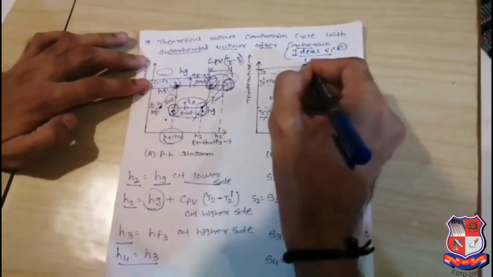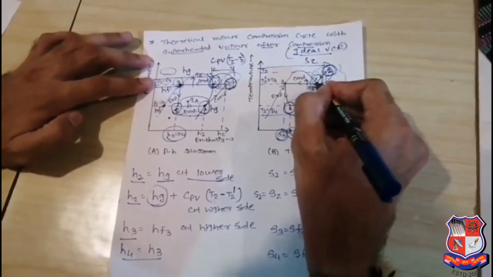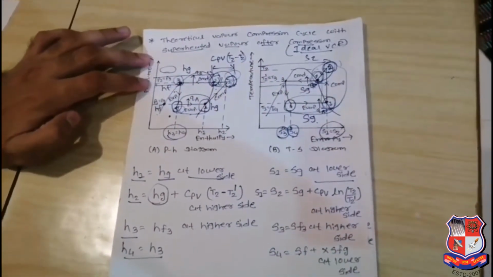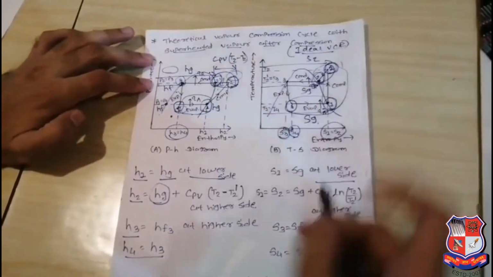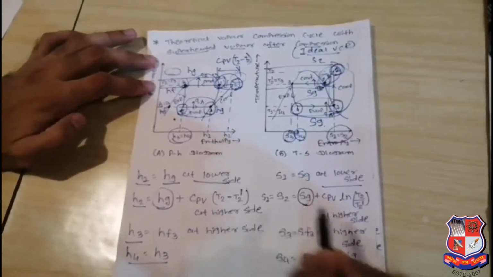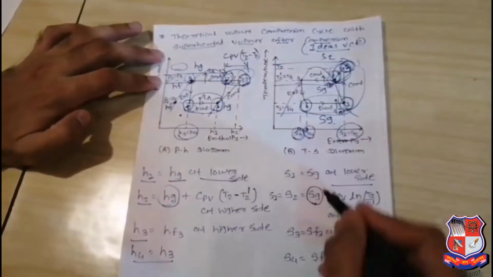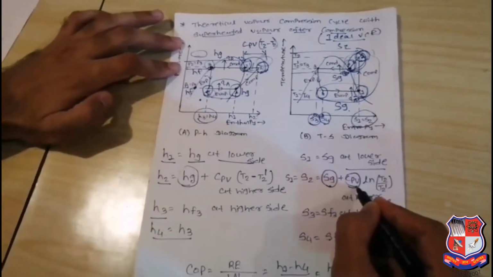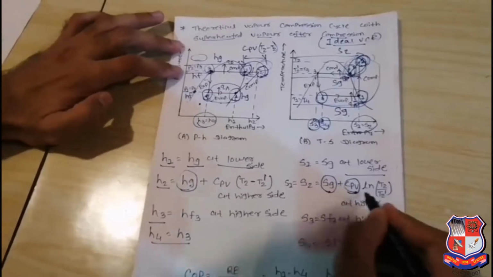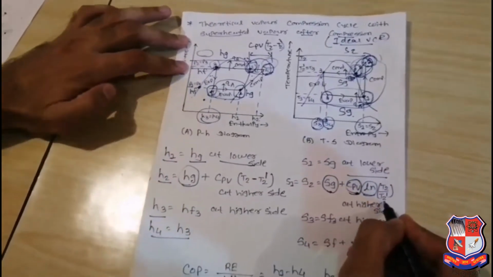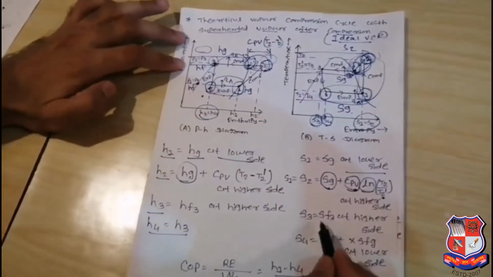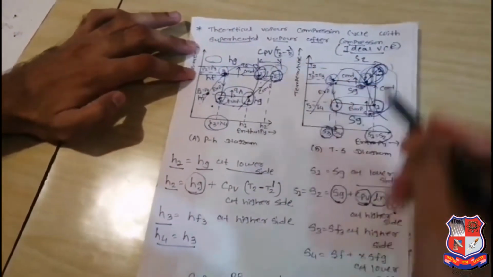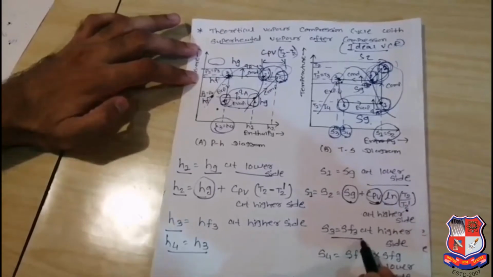So first of all, you know about that Sg, the enthalpy of the vapor at the higher side is there. Then after that, how is that much distance considered? You can just consider Cpv, the specific heat of vapor, times ln T2 by T2 dash. Next, S3 is on the saturation liquid side, on the curve, so you can directly take S3 is equal to Sf3 at the higher side.